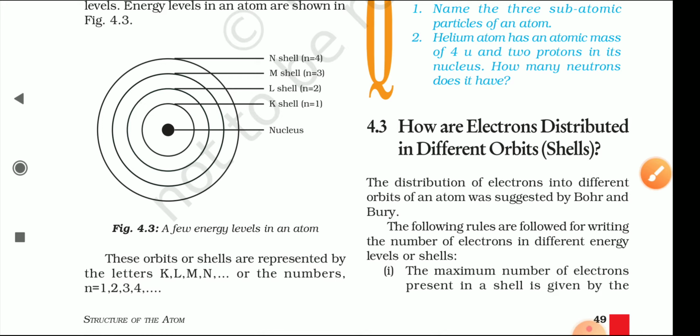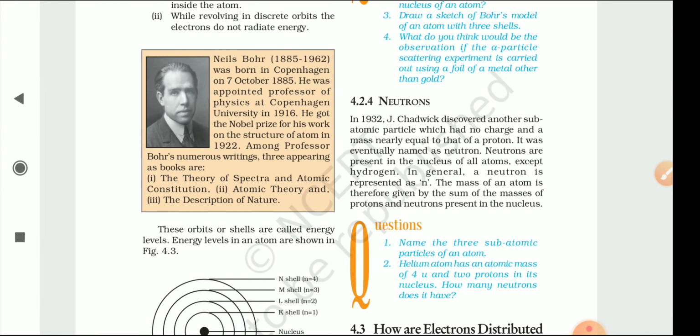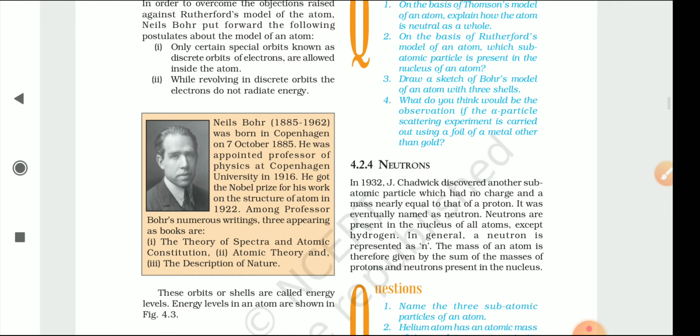Okay, and what is n? n is the number of the shell, like first shell, second shell, third shell, and fourth shell. Okay, so this is Bohr's model. But just read about Niels Bohr. Niels Bohr is a very famous scientist. Okay, he got the Nobel Prize for this also, and he also discovered the spectral theory of the atom.